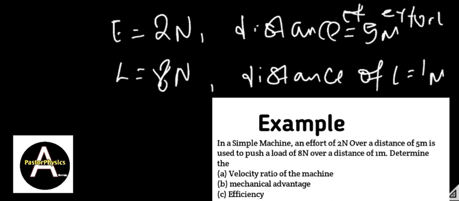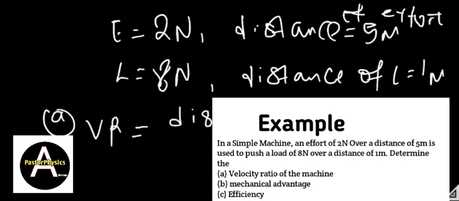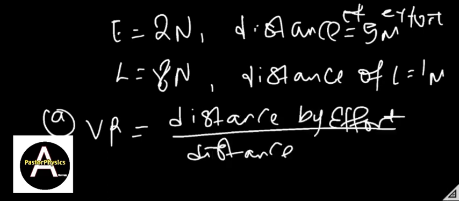Okay. Now let's say A, find the velocity ratio of the machine. We know that velocity ratio is equal to what? Distance moved by effort over distance moved by load, right? Now, first of all, write it down. Velocity ratio is distance moved by effort all over distance moved by load.